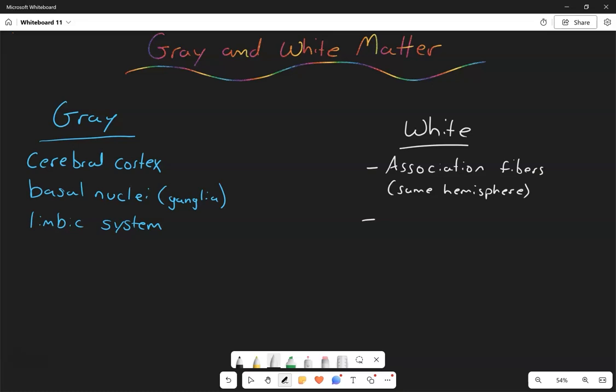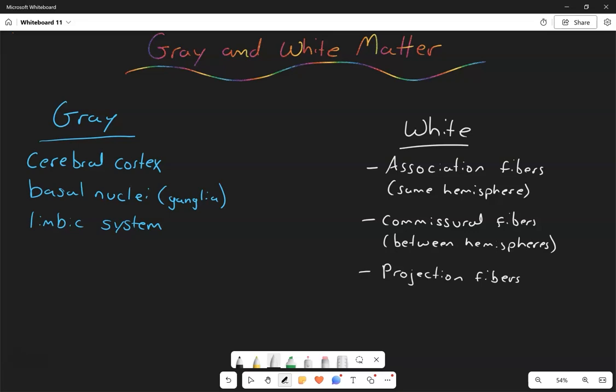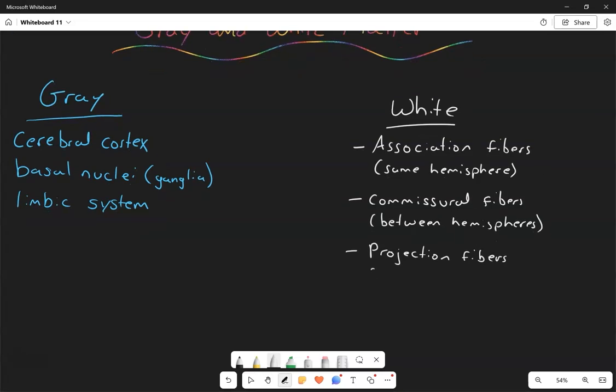Then we have what we call commissural fibers, and commissural fibers are ones that run between the hemispheres. So you may have heard of something called the corpus callosum before, which is the largest collection of these commissural fibers. Okay? And then we have what we refer to as projection fibers. These are ones that go to and from the brain.